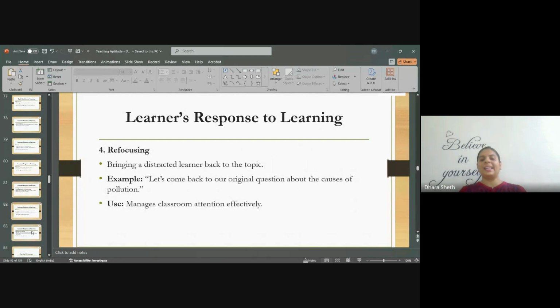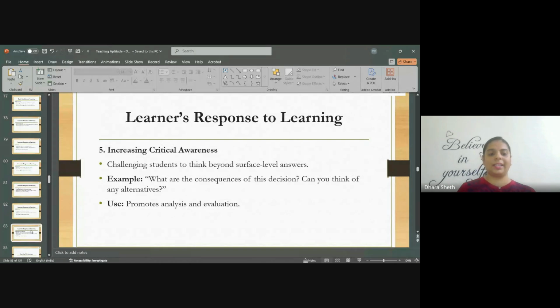Refocusing, bringing a distracted learner back to the topic. Like, let's come back to our original question about the causes of pollution. So it manages classroom attention effectively. Probably the discussion has gone off topic and students have suddenly started discussing something that happened in the recess or something regarding the industrial visit. And now we are like, okay, come back to our theory.